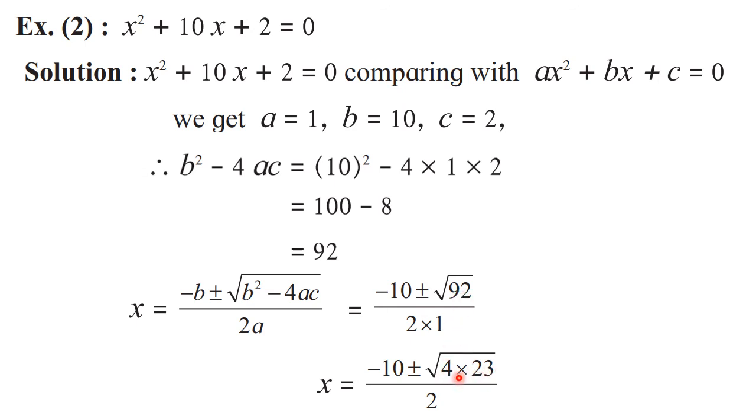You cannot write it as 46 into 2. Why? Because 2 is not a perfect square. What I said, one factor should be a perfect square. So 92 we can split as only and only 23 into 4. You know that 23 is a prime number. Now this 4 is a perfect square which we can take it out of the root as 2. Okay. So this 4 into 23 we can write as 2 root 23.